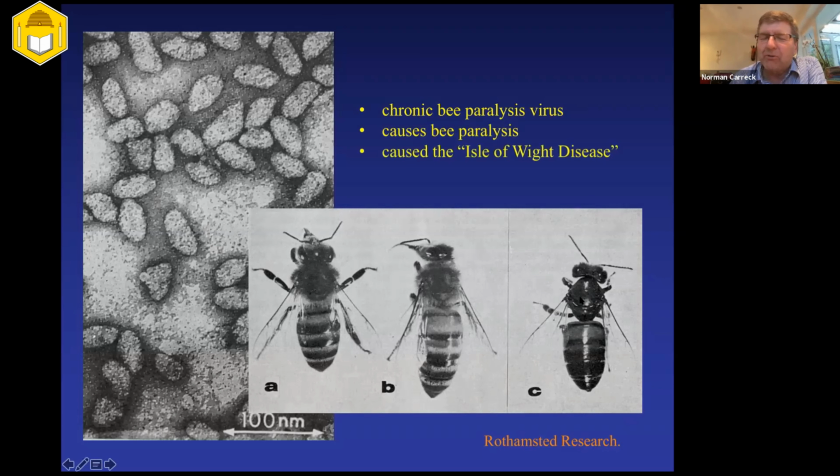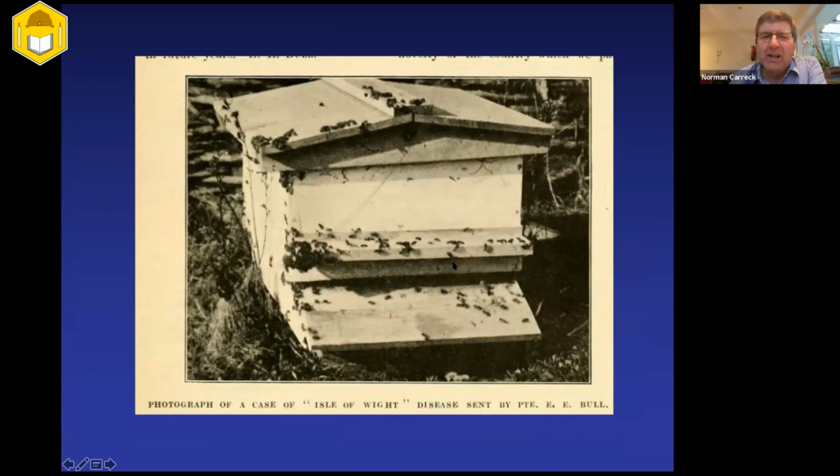And both of those were described as symptoms of something called the Isle of Wight disease that occurred more than 100 years ago. And this is a picture of a colony apparently suffering from Isle of Wight disease, and you can see there are crawling bees unable to fly. At the time, this was completely unknown, and then shortly afterwards, the tracheal mite Acarapis woodi was discovered and was thought to be the cause.